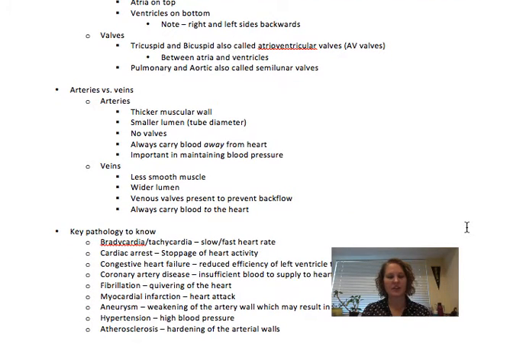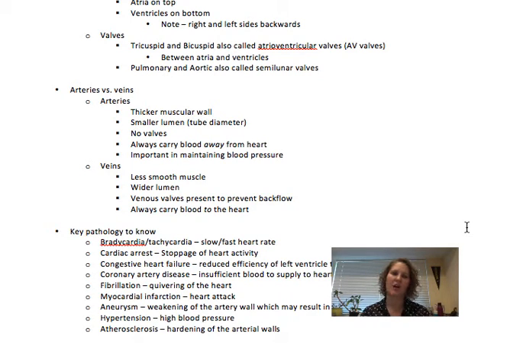Now, key pathology that you should be aware of, I have down here at the bottom. Just a few things that you probably know of, but maybe don't know the technical terms for. So bradycardia and tachycardia are opposite each other. Bradycardia is a depressed heart rate, so lower, and tachycardia is an increased or elevated heart rate. Cardiac arrest means complete stoppage of heart activity. So if people are having a myocardial infarction, that generally they're also in cardiac arrest. It means the heart is not contracting as it should.